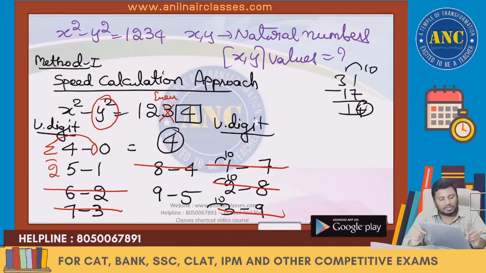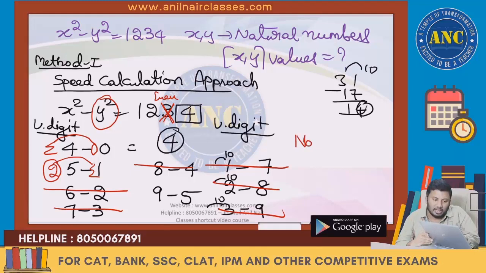Any perfect square ending with 5 has 2 in the tens place. 5 square is 25, 15 square is 225. These are also even. What is even minus even? Even. What is the tens place here? Odd. So the answer is no value for x comma y exists.